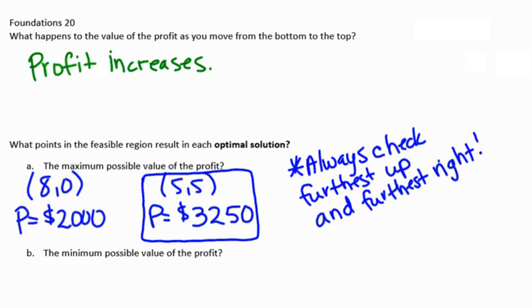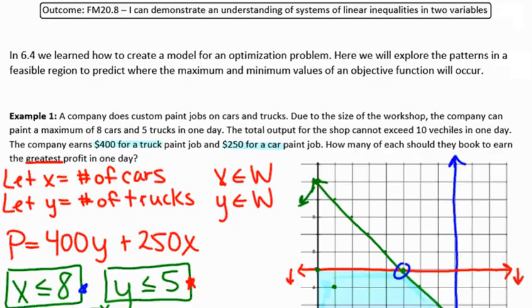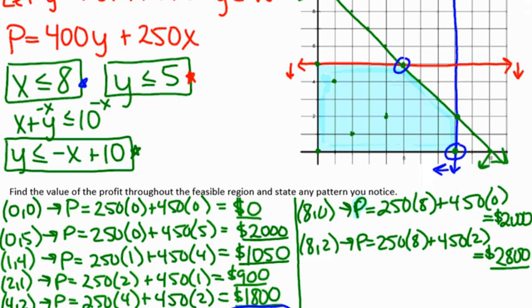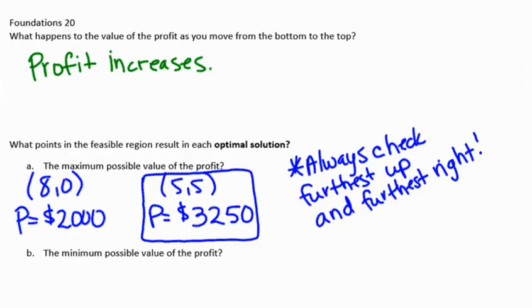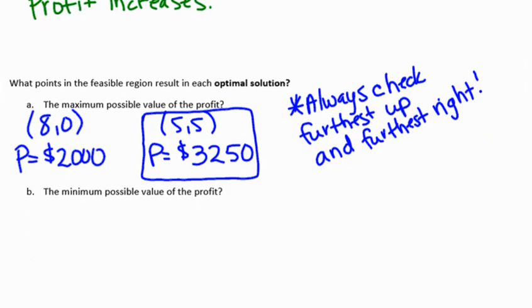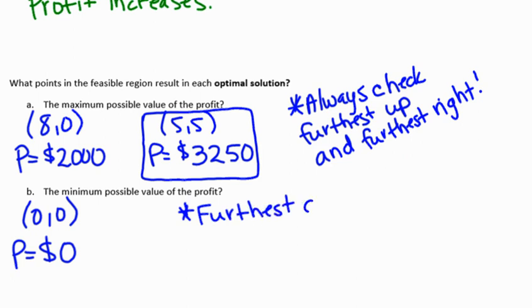The minimum possible value of the profit, where did that exist? Well, that was right in the bottom corner where we saw $0. Always check your furthest left and your furthest down. So for the minimum, furthest down and the furthest left.